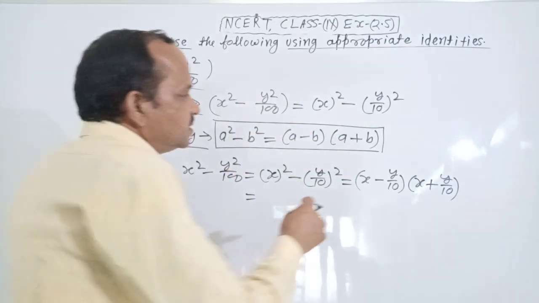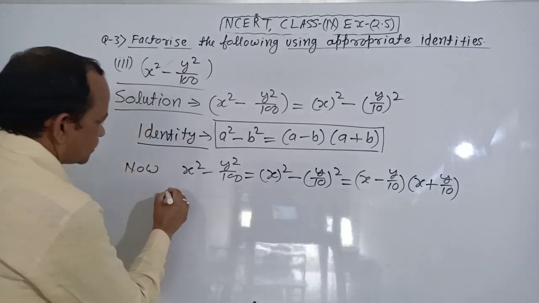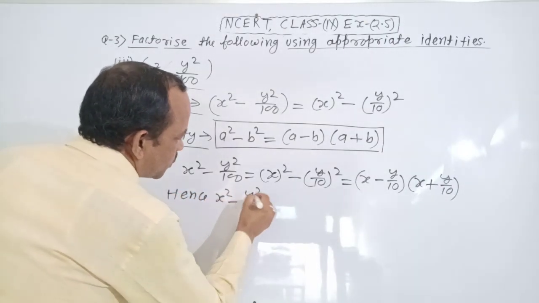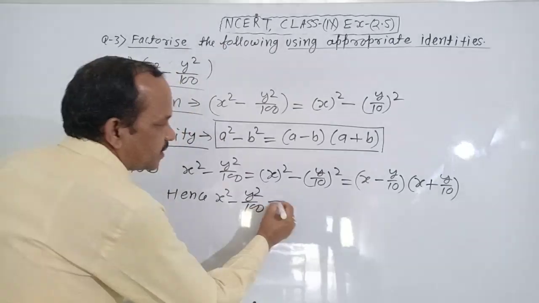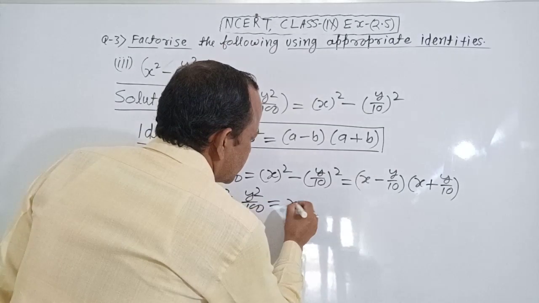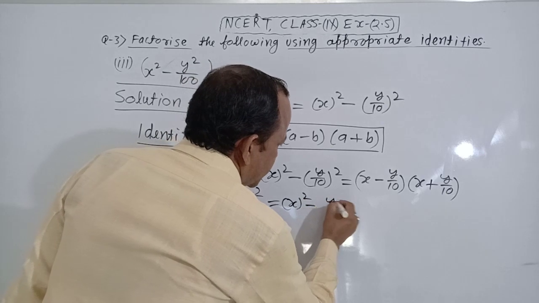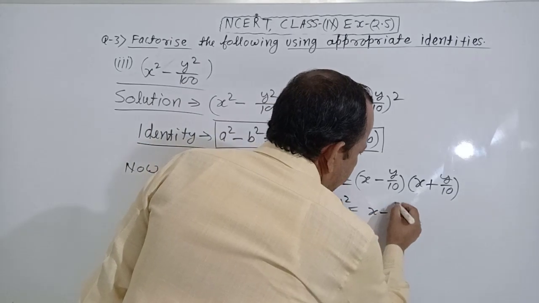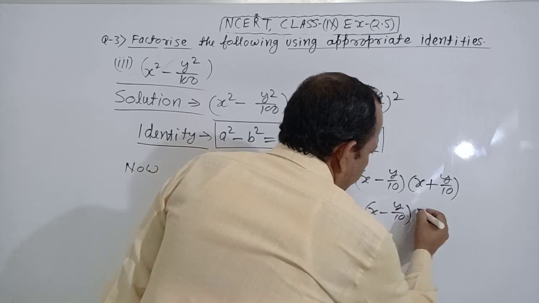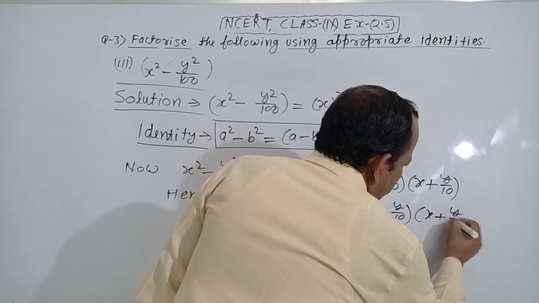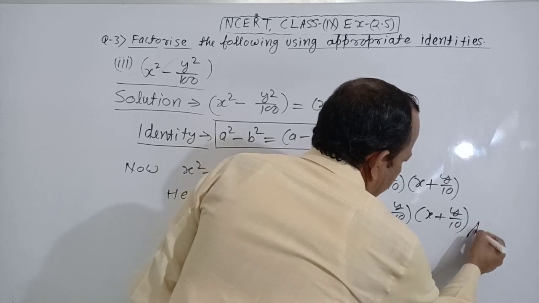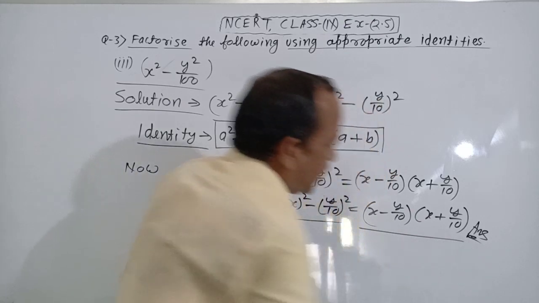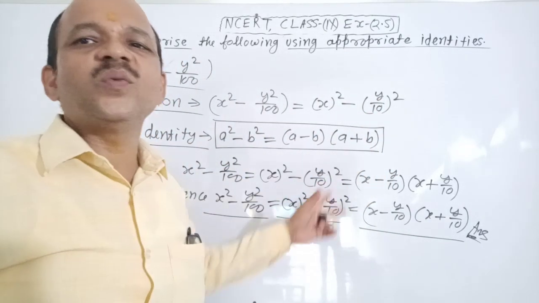Hence, x square minus y square by 100 equals (x) whole square minus (y by 10) whole square equals (x minus y by 10)(x plus y by 10). Answer. You solved your question very easily with the help of the identity.